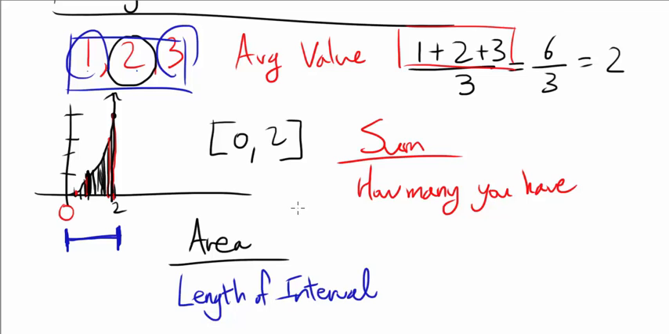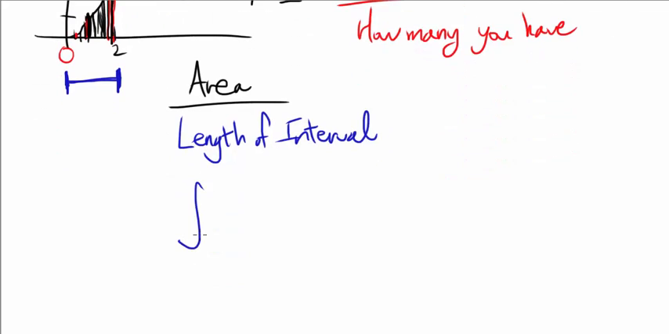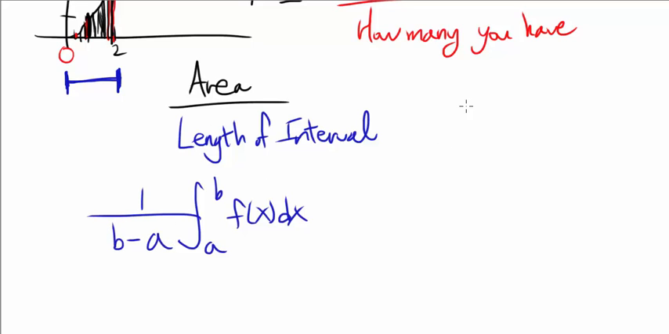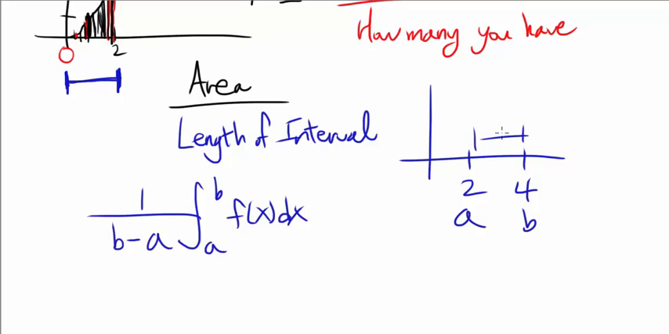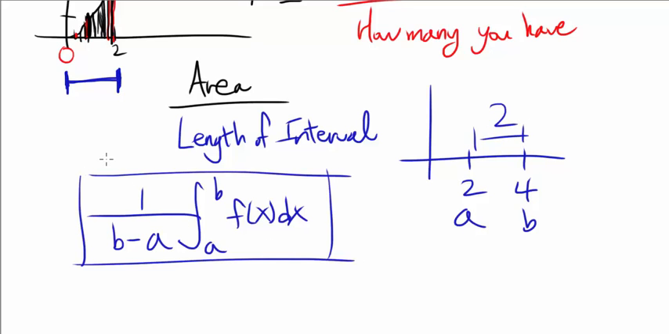And how can you write this mathematically? Area is going to be the integral from a to b of our function dx, and we divide by the length of the interval, and length is going to be b minus a. If you're going from 2 to 4, 2 is a, 4 is b, and our length is 4 minus 2, or 2. So this is the definition for the average value of a function.